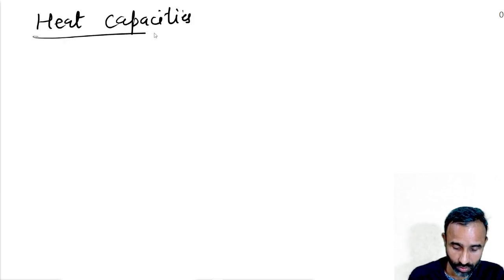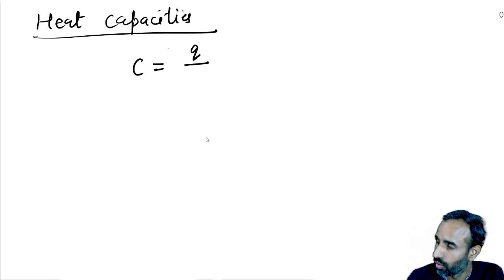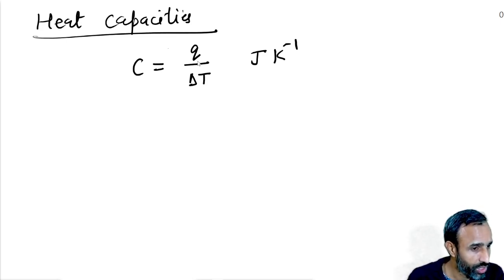Now come to the next, that is heat capacities. Heat capacity is the amount of heat that is required to raise the temperature of the system by 1 degree Celsius or 1 Kelvin. So its unit is joule per Kelvin. It is the amount of heat required to raise the temperature by 1 degree Celsius, or the amount of energy released when the temperature decreases by 1 degree Celsius.